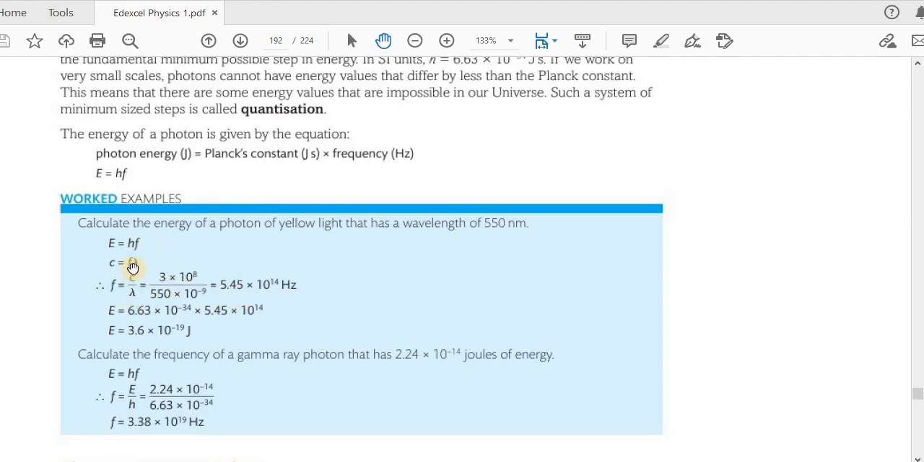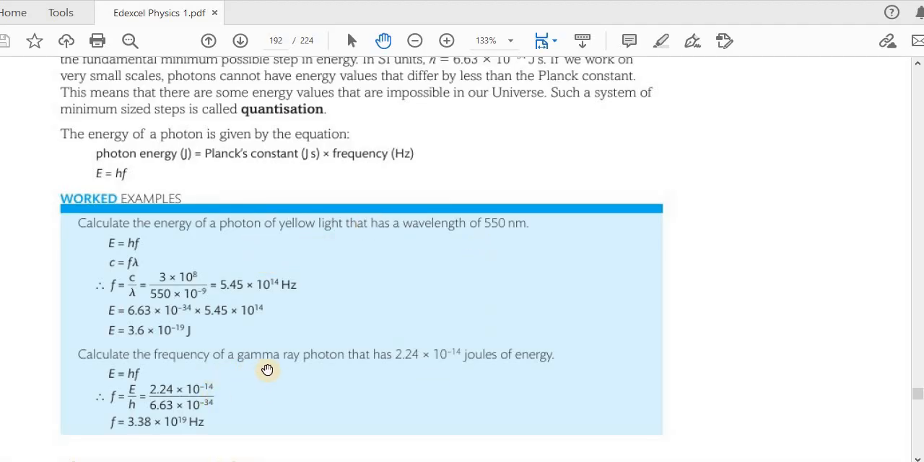Otherwise, you can find f first. Using this second equation, you can find the frequency and substitute that in the first equation here to find the energy of a photon of yellow light. We know the wavelength. If you want, you can write E = hc/λ and do it, or you can find f first and then substitute for f here and get the value. That's what they are doing. They are first finding f and then finding the energy of a photon of yellow light.